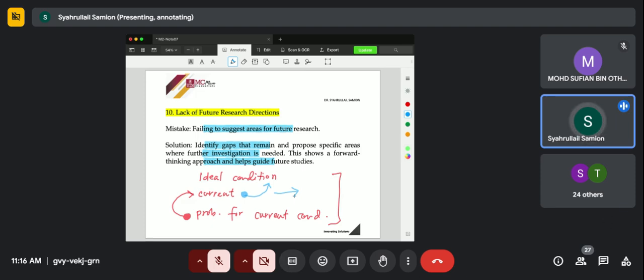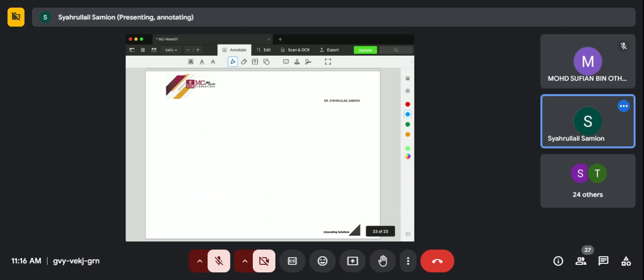So when the current research moves forward to the ideal condition, it means that you could sell that point in your presentation. Okay, so any comment about this one?